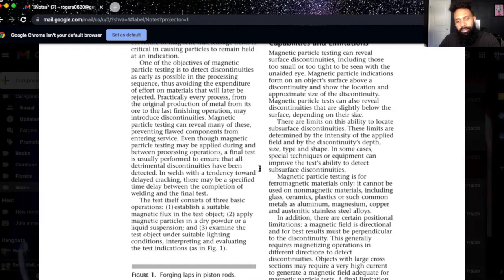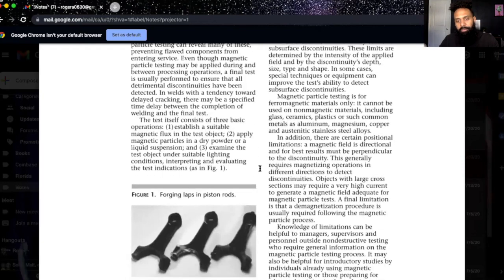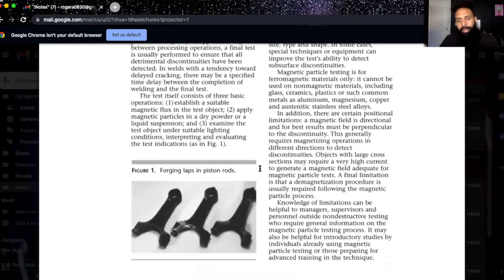A magnetic field is directional and for best results must be perpendicular to the discontinuity. This generally requires magnetizing operations in different directions to detect discontinuities. Objects with large cross-sections may require a very high current to generate a magnetic field adequate for magnetic particle tests. A final limitation is that a demagnetization procedure is usually required following the magnetic particle process.